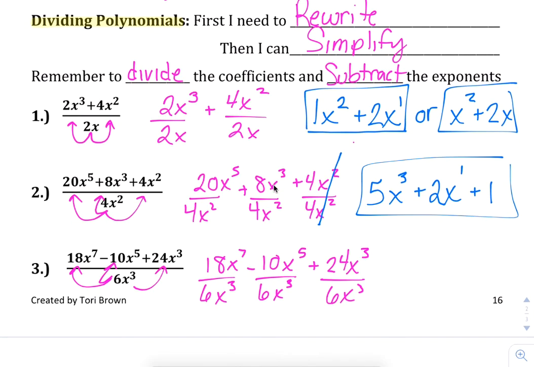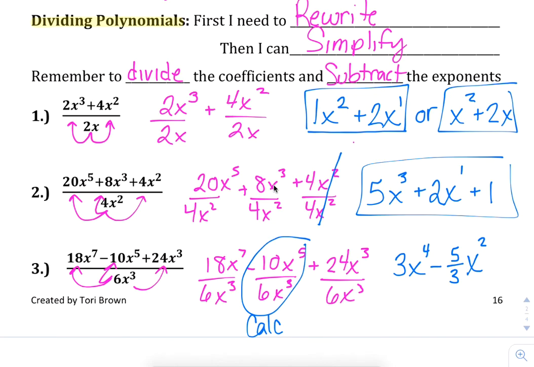Last part is number 3. 6 divided out of 18 is going to give us 3. 7 subtract 3 is going to give us x to the 4th power. If I move it over 1, we have a minus sign. 6 does not divide out of 10. So what I do is I would type this in the calculator to simplify it. 10 divided by 6 is going to give us 5 over 3. And then next to it I can do x squared. That's 5 minus 3 makes x squared.